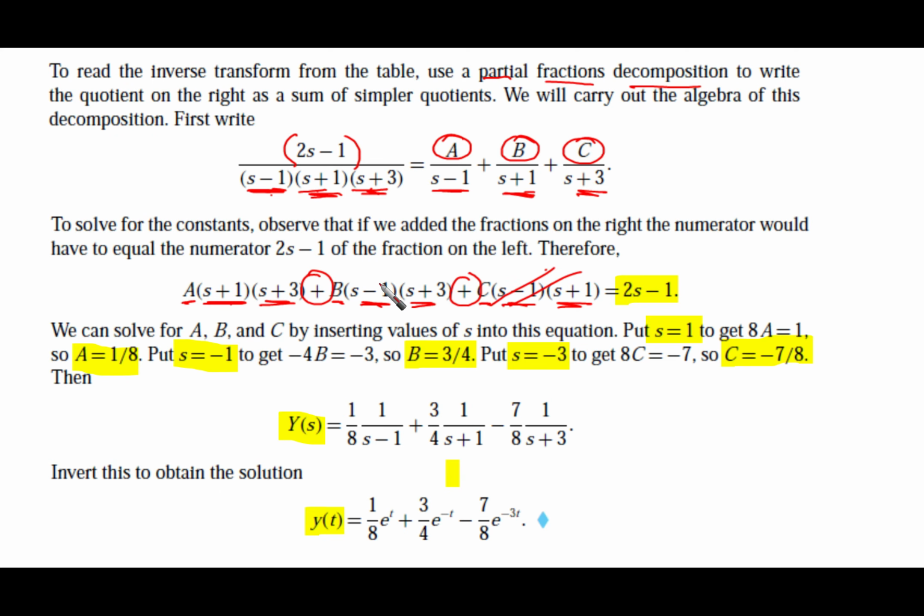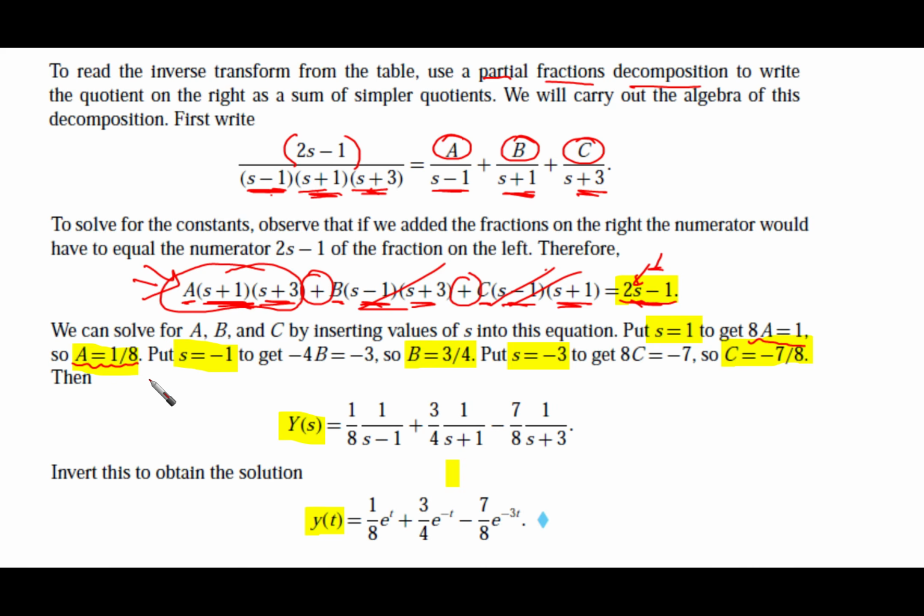S minus s here 1, this term would vanish. And this term is going to be a times 1 plus 1 times 1 plus 3. So here it will be the remaining term, and it would equal 2s minus 1. We can solve it for a easily, right? So if we put s equal to 1, we are going to get 8a equal to 1, because s here is going to be 1. Then we can obtain the first parameter or constant, which is 1 over 8.